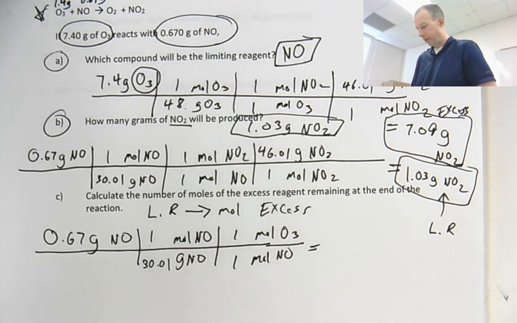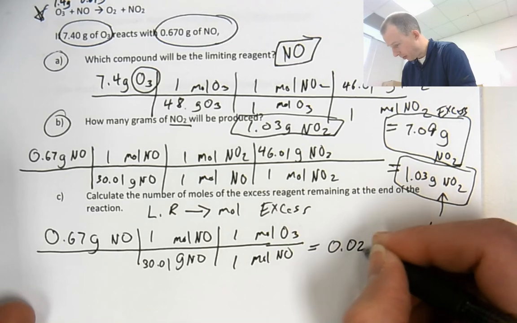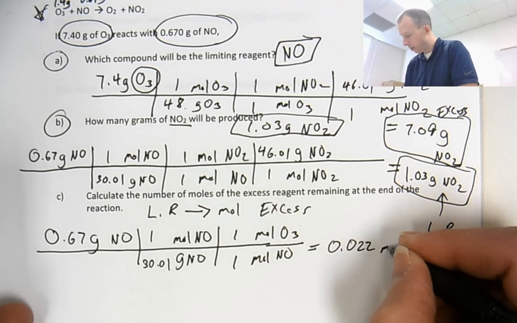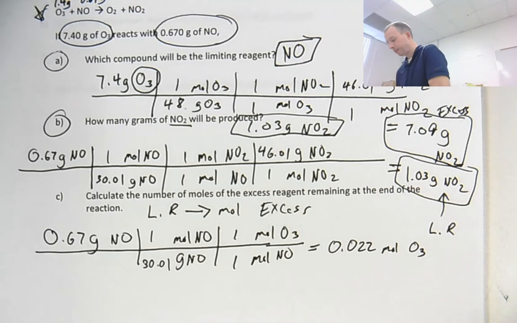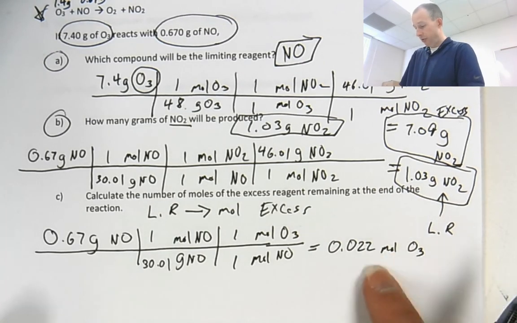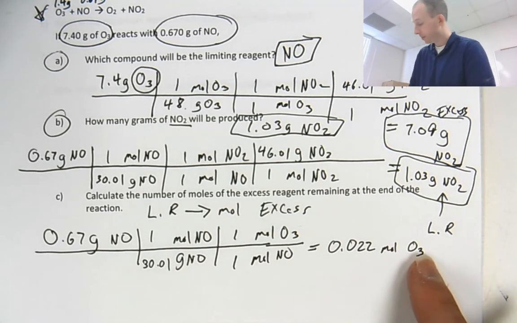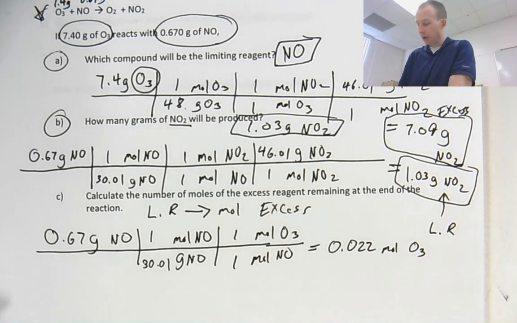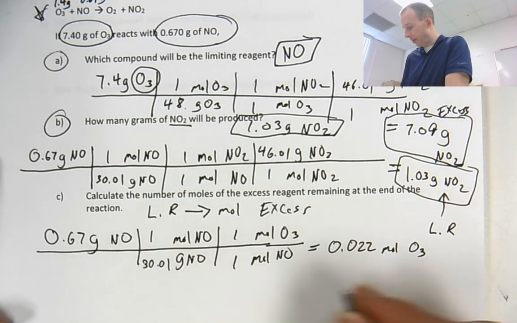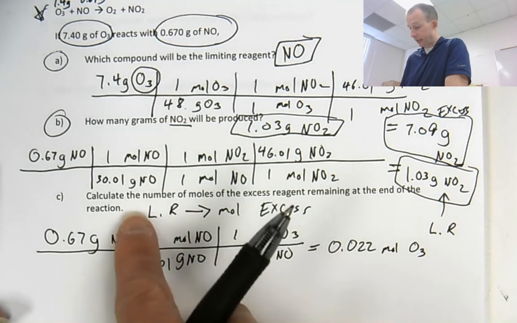So 0.67 divided by 30.01 gives us 0.022 moles of O3. So that's how much is used up. Clearly not a lot at all. Just ignore the beeping. And so we got that. And that's how much, in moles, is going to be used up.